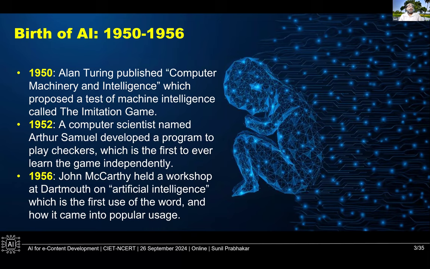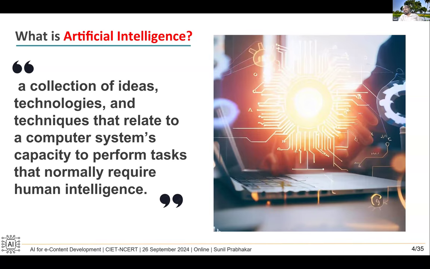Training or making a model or an LLM requires a lot of energy, money, effort, computational power, everything. We got all these in the last few decades, so AI is gaining momentum. So what is actually AI? AI is not a single technology. It is only a collection of ideas, technologies, or techniques that can do some jobs which normally require human presence in the absence of humans.